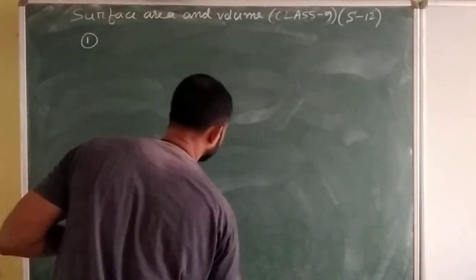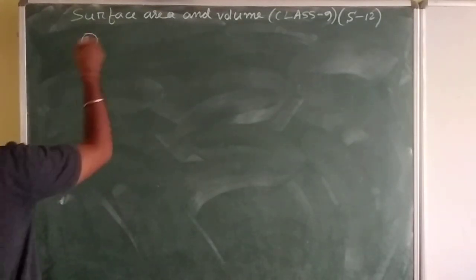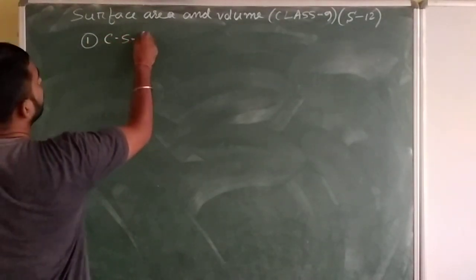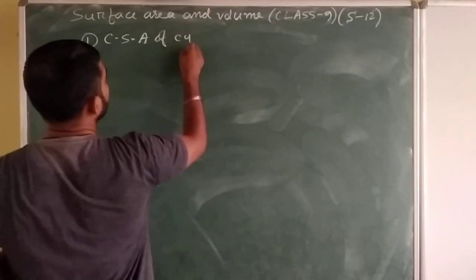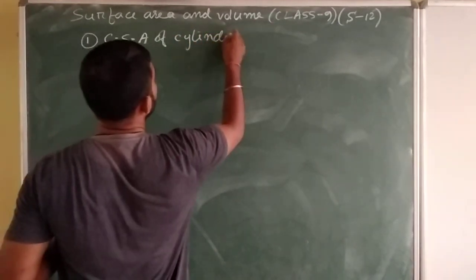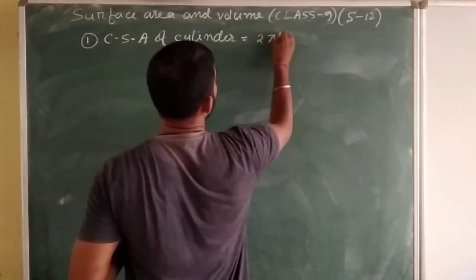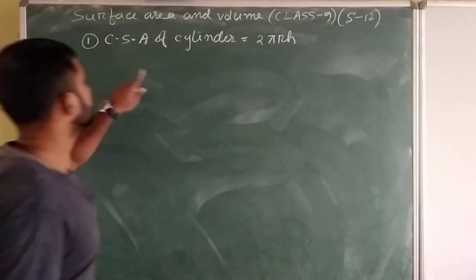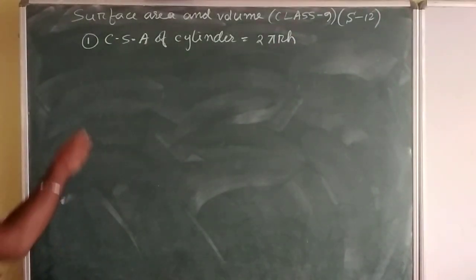Curved surface area of cylinder equal to 2 pi r h. Curved surface area of cylinder equal to 2 pi r h.